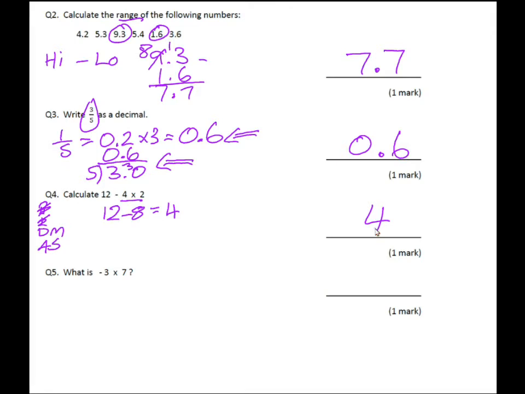Question 5 is testing whether you remember how to multiply with negative numbers. And we said in the classroom when you get minus 3 times 7, so you've got one negative, your answer is negative, and 3 times 7 is 21. So minus 21 on your answer line for 1 mark.